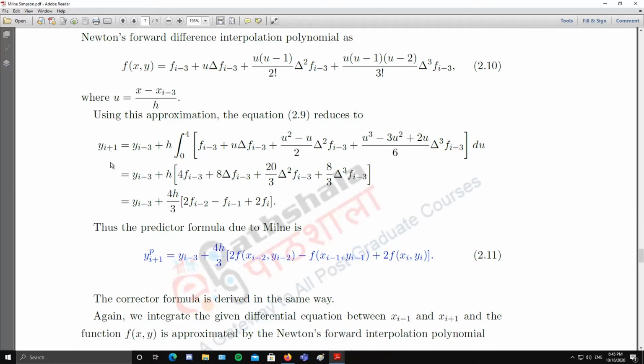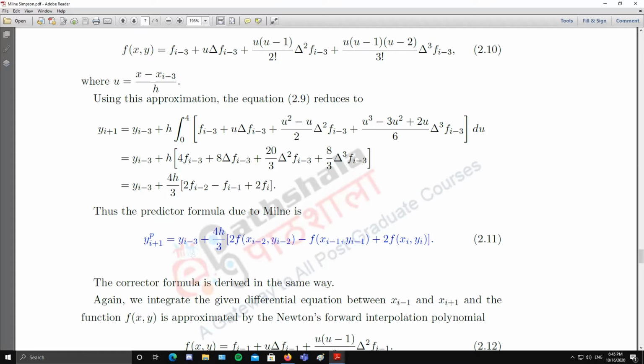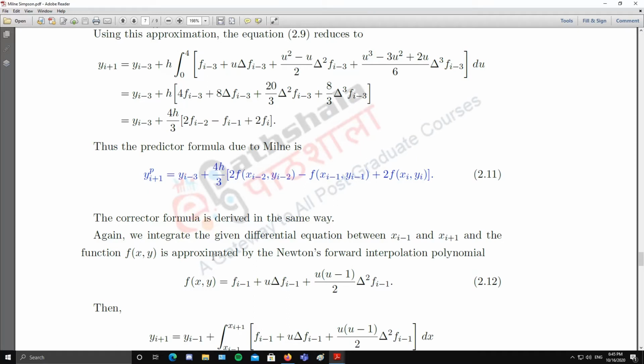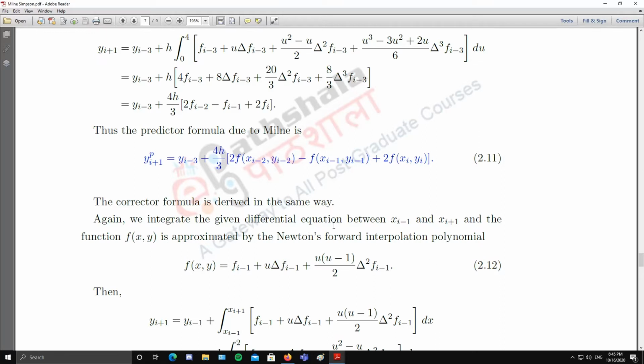So y(i+1) p is equal to y(i-3) plus 4h by 3 of 2 times f of x(i-2), y(i-2), minus f of x(i-1), y(i-1), plus 2 times f of x(i), y(i). This is the Milne predictor formula. The corrector formula is also derived in a similar way. To get the corrector formula, f of x, y is approximated by Newton's forward interpolation polynomial, and the differential equation is integrated between x(i-1) and x(i+1).